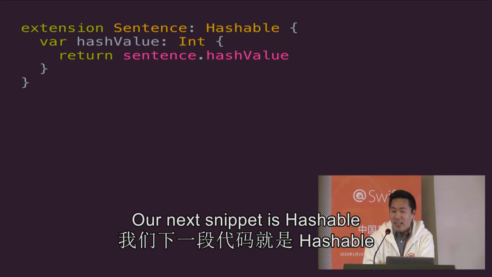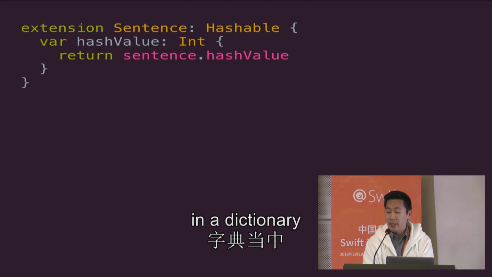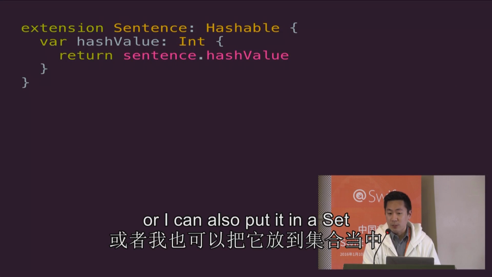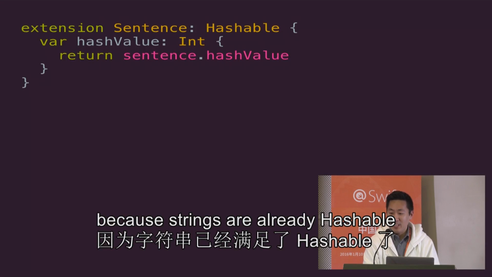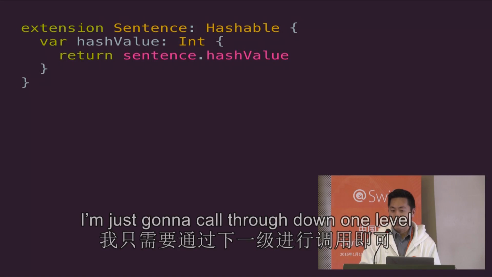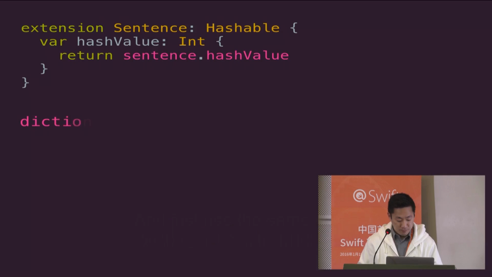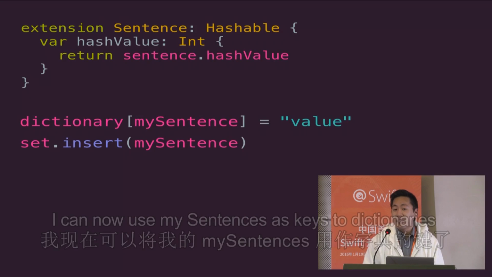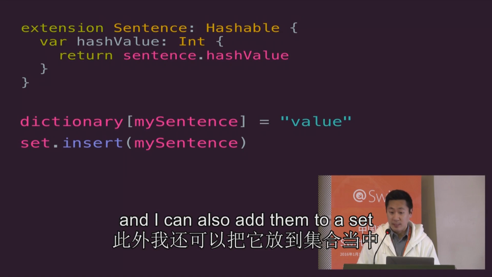All right, next up is Hashable. So this will let me store the sentence in a dictionary. It can be the key to a dictionary, or I could also put it in a set. So again, I'm cheating a little bit. Because strings are already hashable, I'm just going to call through down one level, and I'm going to ask the string to hash itself and just use the same value. And it's the same kind of thing. I can now use my sentences as keys to dictionaries, and I can also add them to a set.